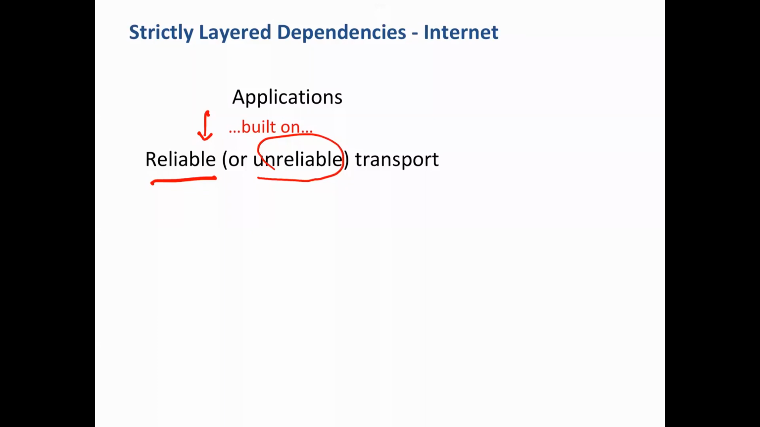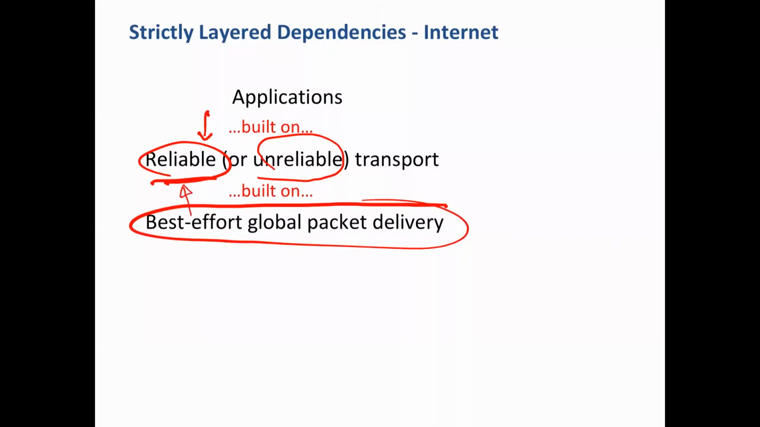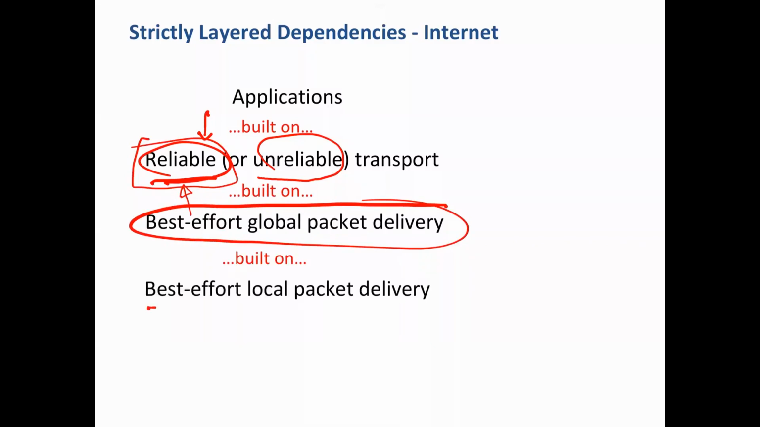Okay, so applications are based on reliable and unreliable transport, and these are built over best effort delivery. Now, best effort delivery means the internet does not say that I will guarantee you transmission. So if you want to achieve reliable services, then some protocol at this level must do something to get reliability over an unreliable network. And this is built on best effort packet delivery.